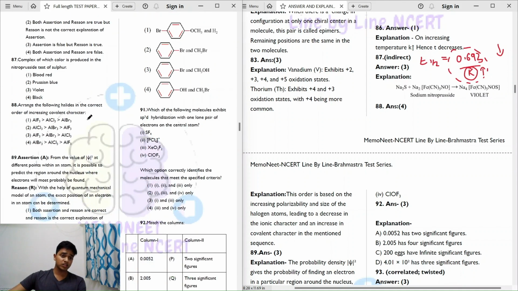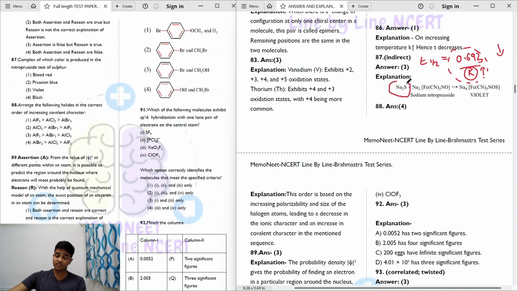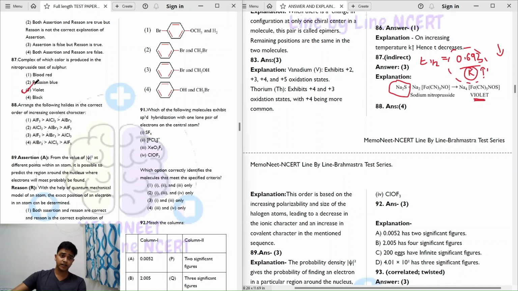Moving on to the next question, the question says complex of which color is produced in the nitroprusside test of sulfur. Okay, so when we carry out the sodium nitroprusside test of sulfur, when we form the Lassaigne's extract, we get Na2S. So a violet complex is formed, and that is characteristic of the presence of sulfur in an organic compound. So the correct answer will be option 3, violet.